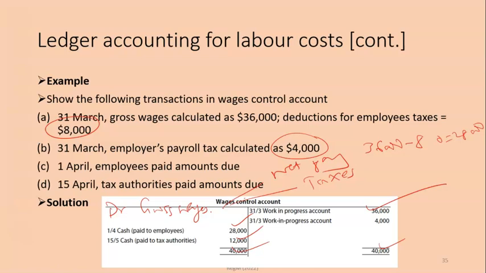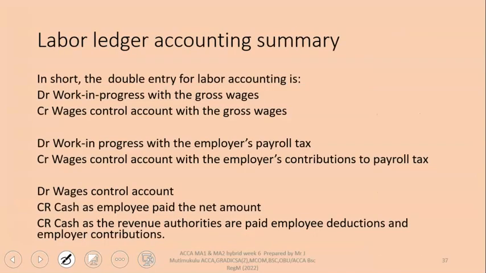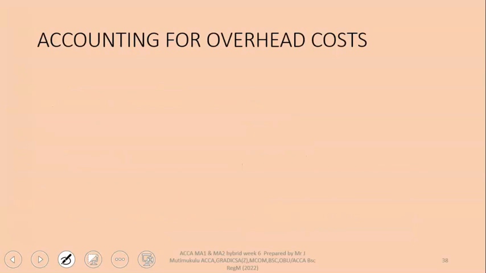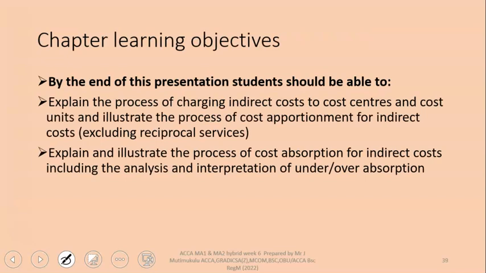Okay, now we have to move on to accounting for overheads. Those other items you just have to read on your own. Accounting for overhead costs. By the end of this presentation, students should be able to explain the process of charging direct costs to cost centers and cost units and illustrate the process of cost apportionment for indirect costs, including reciprocal services.